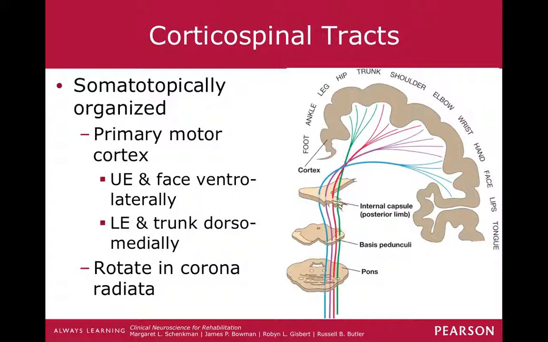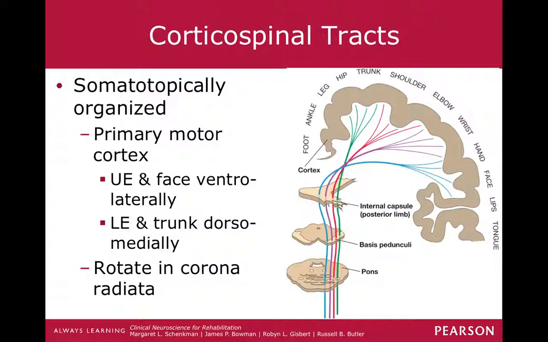The axons of the cortical spinal tracts are somatotopically organized. Neurons in the primary motor cortex are arranged so that neurons which innervate muscles of the upper extremity and face are more ventrolaterally positioned, and those that innervate the muscles of the lower extremity and trunk are more dorsomedially positioned in the motor homunculus pattern of the primary motor cortex.